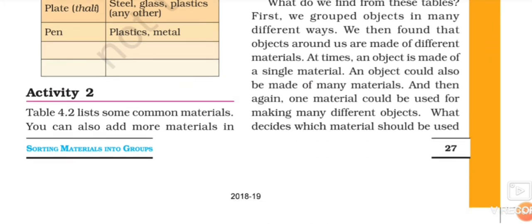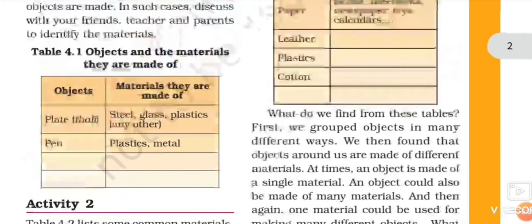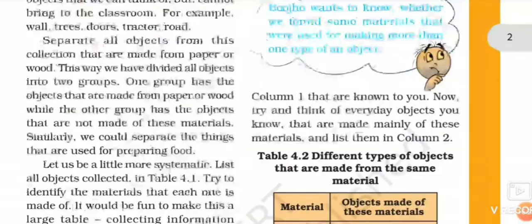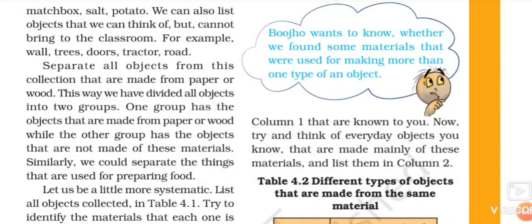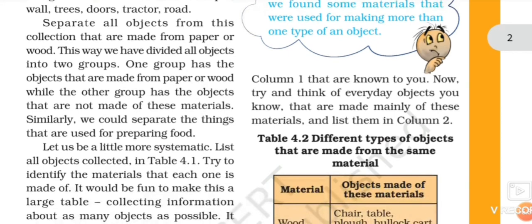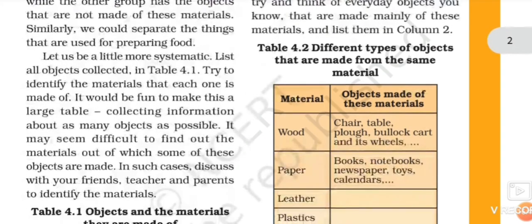List some common materials. You can also add more materials in this column 1 that are known to you. And now try and think of everyday objects you know that are made mainly of these materials and list them in column 2. Here in table 4.2 you have to do the opposite of it. You have to list down some of the materials and write down the objects which can be made up of these materials. See, in the first column it is written material and in the second column it is written objects made up of this material.